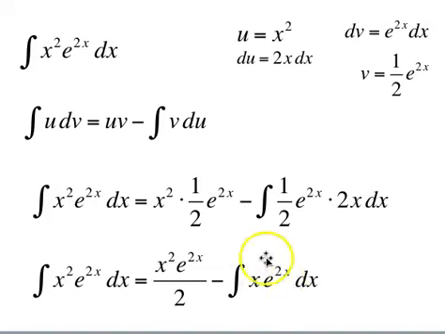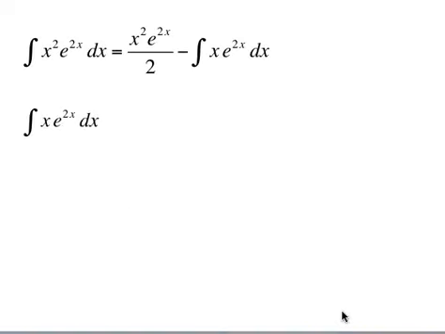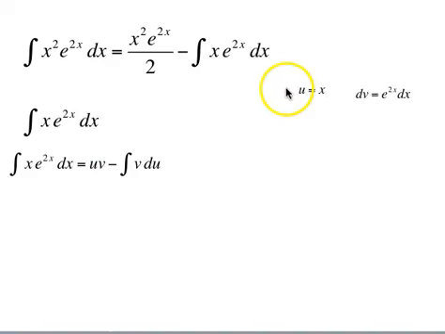So now we have to do integration by parts one more time. We've got to do the integral of x e to the 2x using integration by parts where u will be x and dv will be e to the 2x dx. So here's where we are. We're going to work on this integral, defining u and dv. And what will they be? u is x, dv is e to the 2x dx.